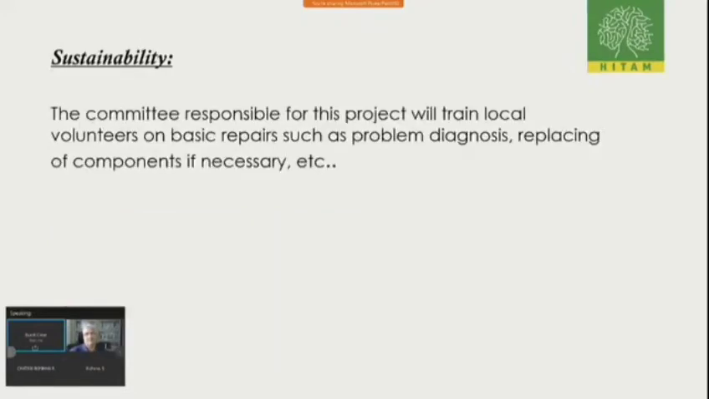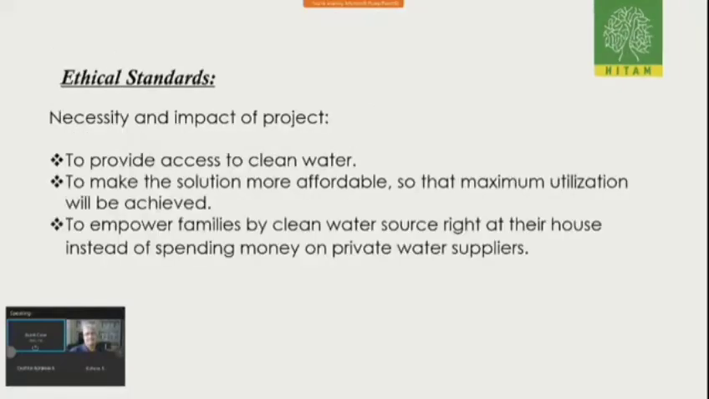Here is the sustainability. The committee responsible for the project will train the local members on basic repair, such as diagnosis in the filter and repairing the components if necessary. Regarding ethical standards, the necessity and impact of the project is observed, to provide access to clean water and make the solution more affordable, so that maximum filtration will be achieved.